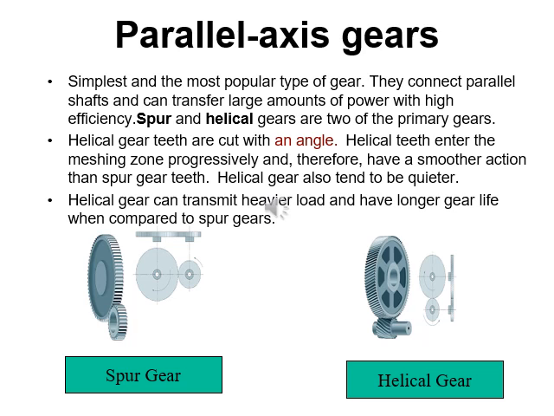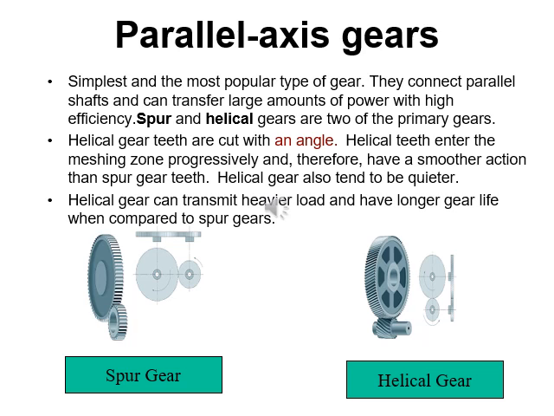Okay, parallel axis gears are the simplest and the most popular type of gear because they connect the shafts and can transfer a large amount of power with high efficiency. Spur and helical gears are the two primary gears. In this chapter, we focus on the spur gears only because the helical gear is quite a complicated design.